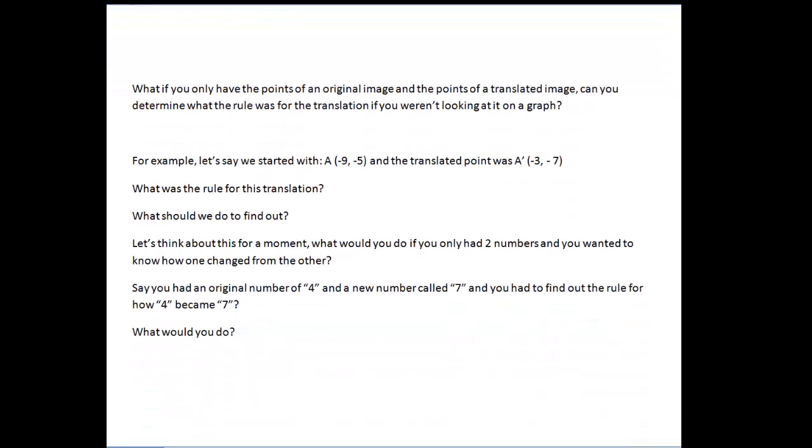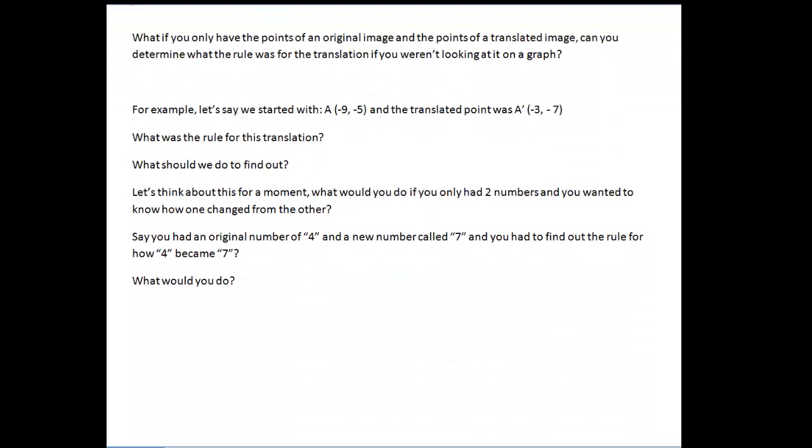Now we're asking a different question here, though. What if you only had the points of an original image and the points of a translated image? Can you determine what the rule was for the translation if you weren't looking at it on a graph? For example, let's say we started with point A, negative 9 comma negative 5, and the translated point was A prime, negative 3 comma negative 7. What was the rule for this translation? What should we do to find out? Let's think about it for a moment.